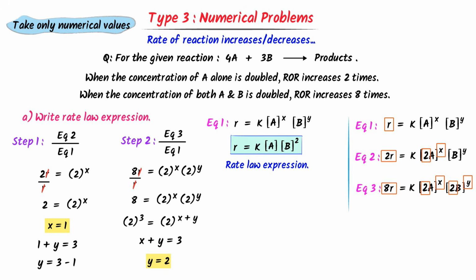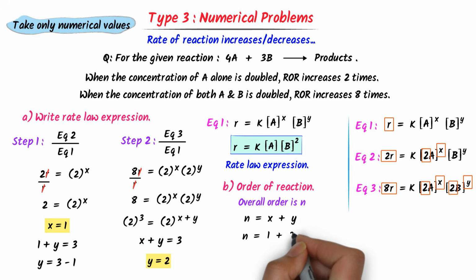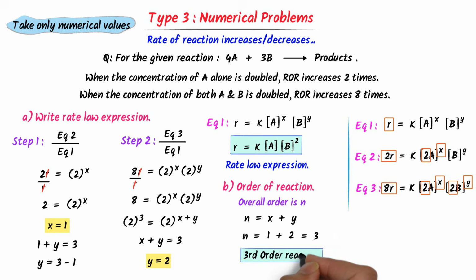Now in the B part, we are asked to find the order of a reaction. We know that overall order of a reaction is n, which is equal to x plus y, or n is equal to the value of x is 1 and that of y is 2. I get n is equal to 3. So the order of this reaction is 3. Thus I used my personal trick and I cracked this numerical problem.